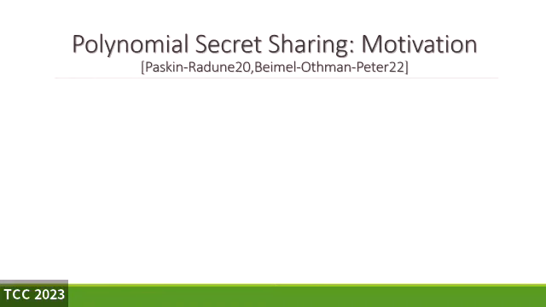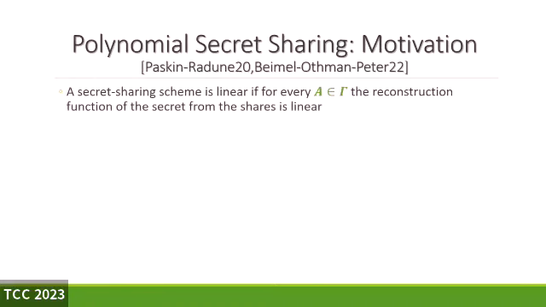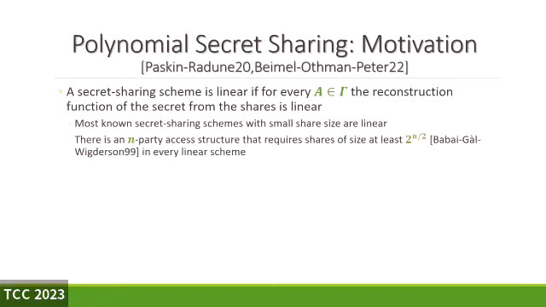So polynomial secret sharing scheme, before going to the definition, let's see some motivation. A secret sharing scheme is linear if every authorized set can reconstruct the secret using a linear function. Most known secret sharing schemes with small share size are linear. And we also have a good exponential lower bound for the worst access structure for linear secret sharing schemes of n to the n/2 from Babai, Gál and Wigderson.